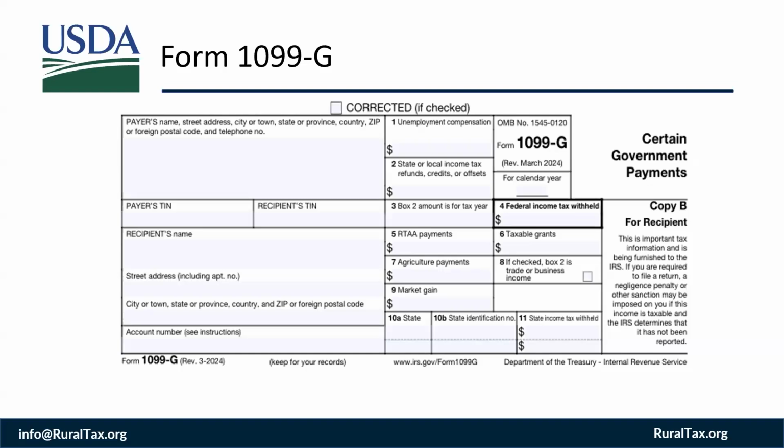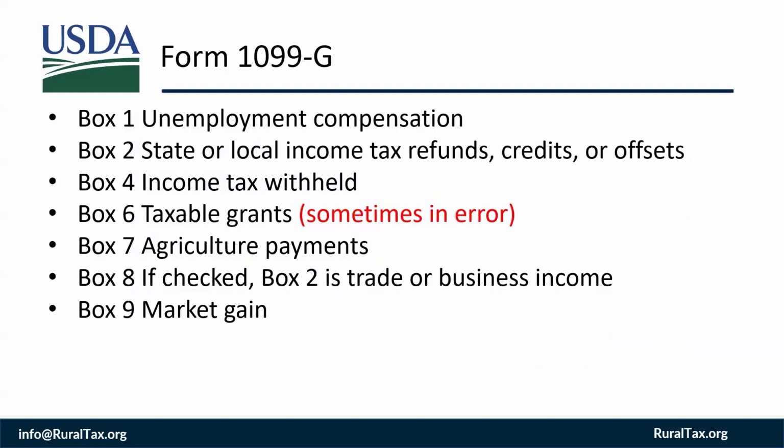So we're going to get into what to do here in just a moment. So the 1099-G form, that's unemployment compensation, state and local tax refunds, credits or offsets, income taxes being withheld, taxable grants. We'll put it in red here, sometimes an error. Those errors are popping up. We'll talk about how to fix them. Ag payments. If box 2 is checked as trade or business income, just trying to let people know, yes, box 2, that state or local income tax refund, actually goes back to the trade or business. It is going to be treated a little differently from a tax point of view. Then box 9 is market gain, when you have sales through the Commodity Credit Corporation. It's a marketing something, I can't remember. It slipped my mind, but it's market gain.